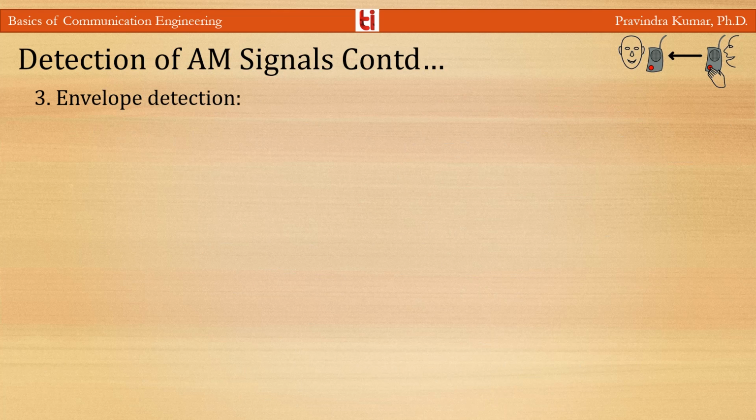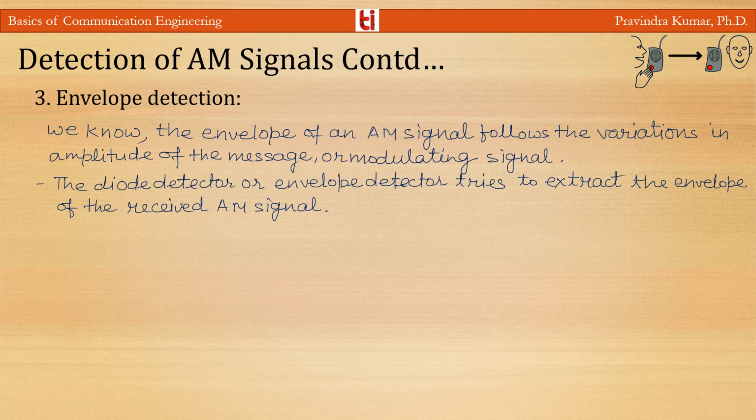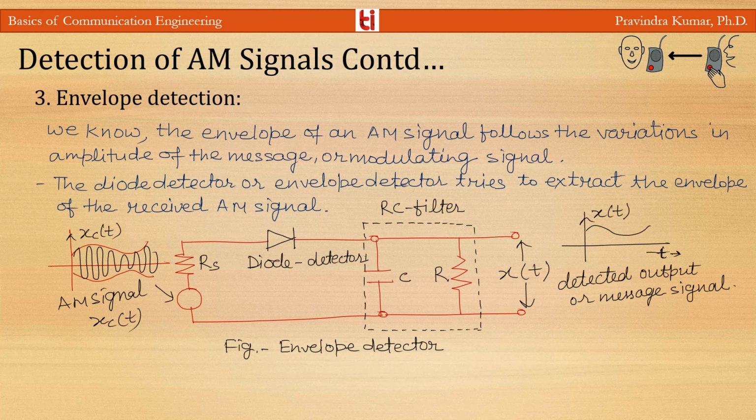Now, we will discuss the envelope detector. We know that the envelope of an amplitude modulated signal follows the variations in the amplitude of the message or modulating signal, if the modulating signal is without distortion. The diode detector, or envelope detector, tries to extract the envelope of the received amplitude modulated signal, and that's why it is known as the envelope detector. The envelope detector circuit is very simple and inexpensive, as it consists of a diode and a few resistors and capacitors, and this gives an output that is a very good approximation of the message signal.